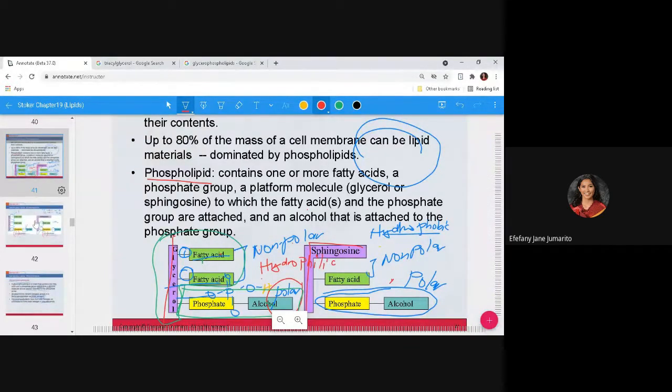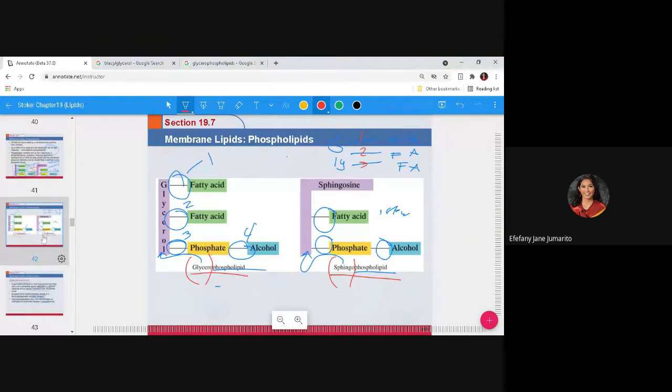Okay? So again, what's the difference? Give me the two types of phospholipids. Glycerol, ma'am, or sphingosine. Okay, yes. Sphingosine. Glycerophospholipids, and then we have sphingolipids. Now, what's the difference between your glycerophospholipids and your sphingolipids?